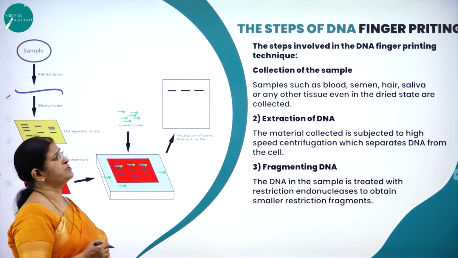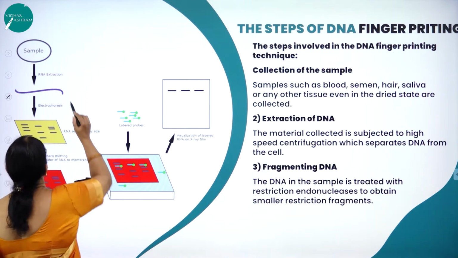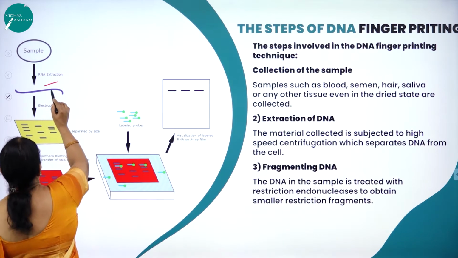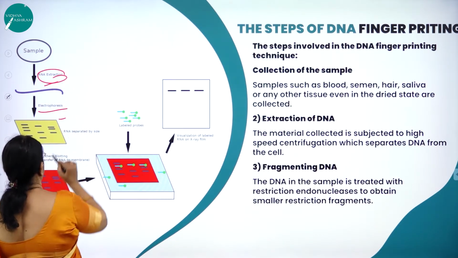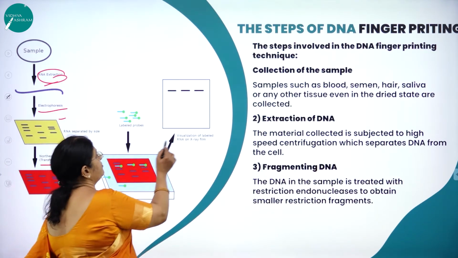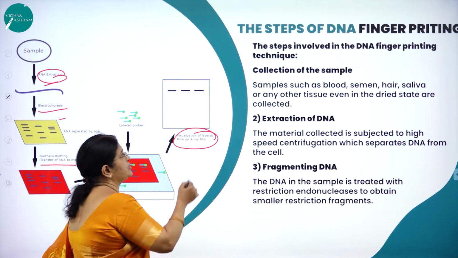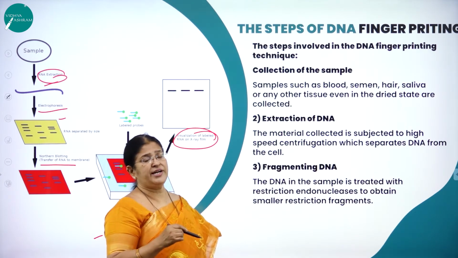Now, what are the steps of DNA fingerprinting? Here you can see the steps. The sample is taken, then DNA is extracted, it is taken for gel electrophoresis, then Southern blotting. Then with the labeled probes, we can go for the X-ray film. So these are all the steps of DNA fingerprinting. Now let us study one by one.